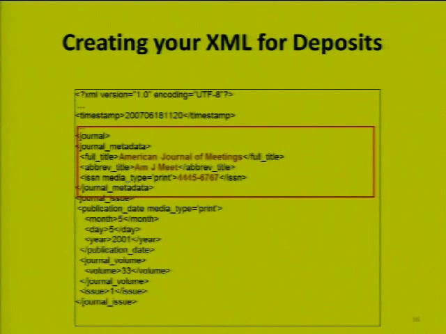This is a snapshot of what XML looks like, should anybody want to see what XML looks like. I wouldn't recommend it. But you can see here the journal title. You've got the full title, which is the American Journal of Meetings, an abbreviation, the ISSN of the journal, etc. So it's that type of information, and it's in a tagged format that a machine can understand, because the machine needs to put it into the database.